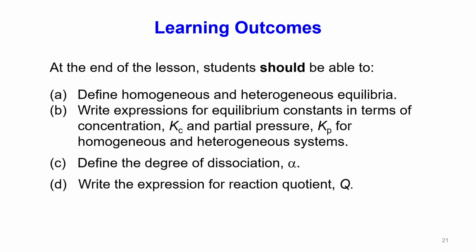These are the learning outcomes for 6.2. At the end of the lesson, students should be able to, first one, define homogeneous and heterogeneous equilibria. Then we are going to write the expression for equilibrium constants in terms of Kc and partial pressure, Kp, for the homogeneous and heterogeneous system. Then we are going to define the degree of dissociation, which is symbol we use alpha. And then we write the expression for reaction quotient Q. Dia sama je dengan K tapi kita gunakan Q. Kita akan tengok kenapa kita gunakan Q.